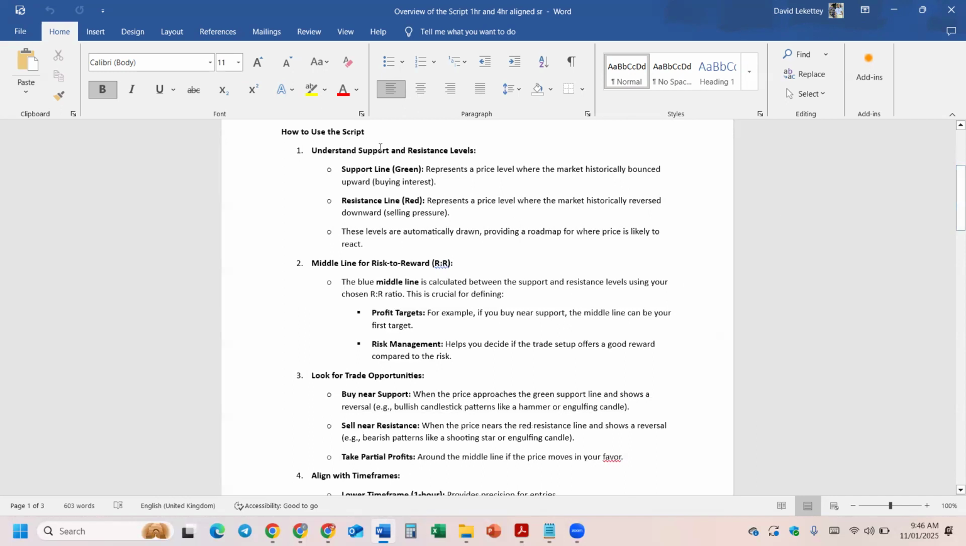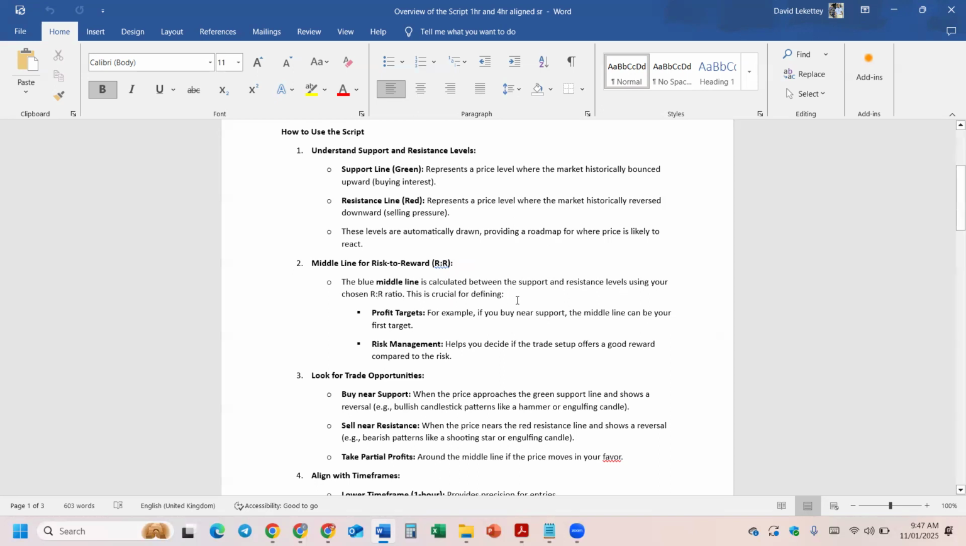How to use this script: understand support and resistance levels. The support line is green and represents a level where the price historically bounced upwards on buying interest. The resistance line is red and represents a price level where the market historically reversed downwards on selling pressure. These levels are automatically drawn, providing a roadmap for where price is likely to react. The blue middle line is calculated between the support and resistance level using your chosen risk to reward ratio, like I explained earlier.